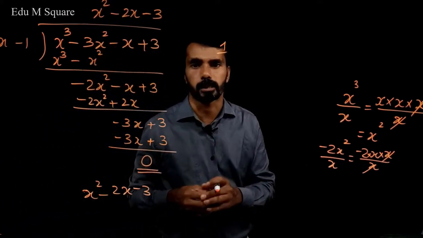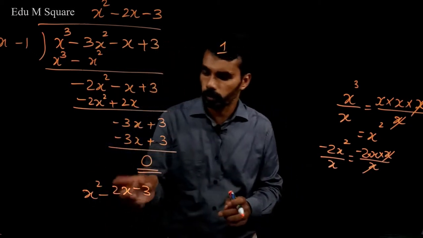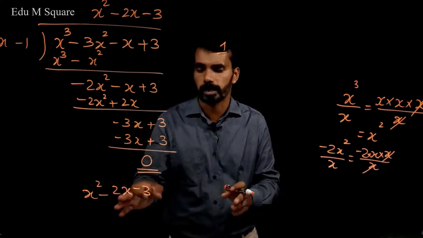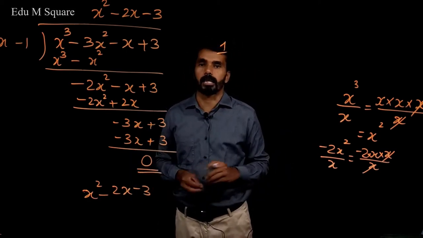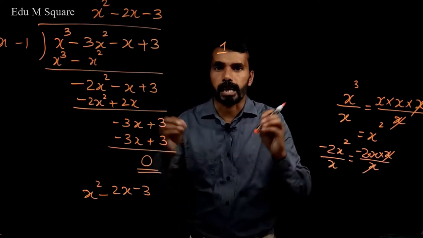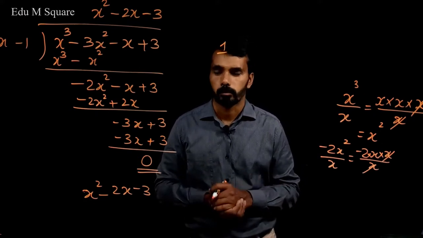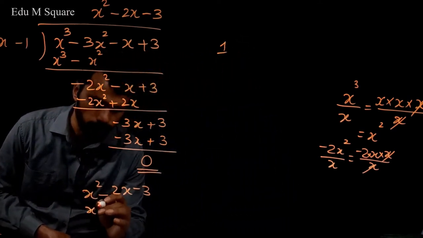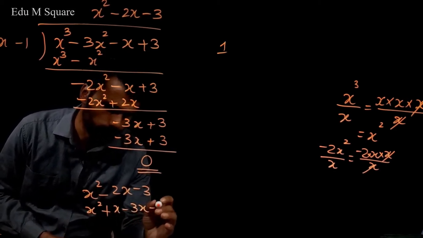So we split the middle term. What is the middle term there? Minus 2x. We find two numbers such that their sum is minus 2x and their product is x square into minus 3, that is minus 3x square. So we take plus x and minus 3x. Their sum is minus 2x and their product is minus 3x square. So we rewrite this as x square plus x minus 3x minus 3.